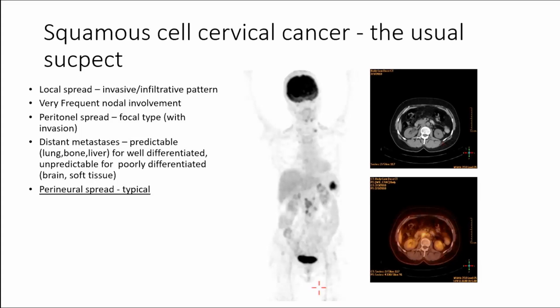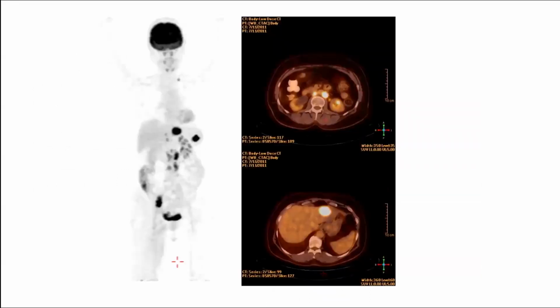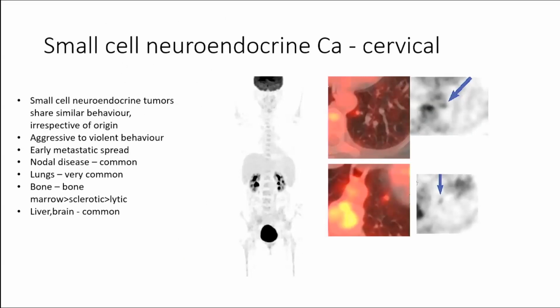So, just to remind, for squamous cell carcinomas, think about perineural spread. Yeah, this is the same patient. This is small cell neuroendocrine cancer. Behavior is aggressive to even violent. I mean, these are very rude tumors. Nodal disease is common, lung disease is very common.